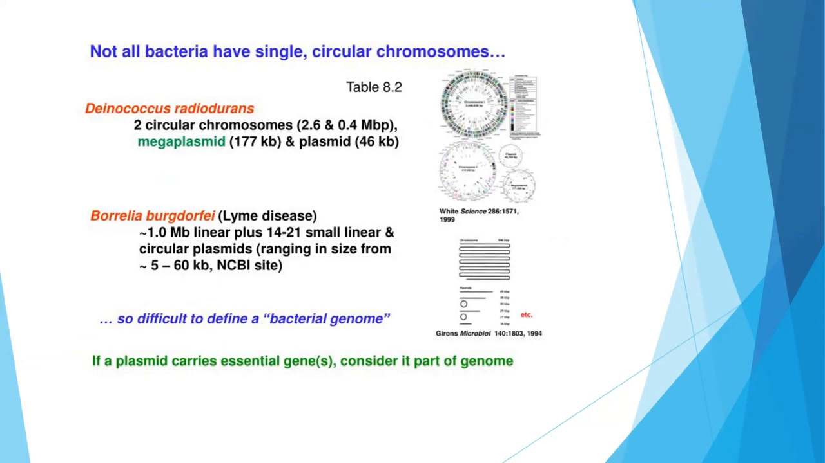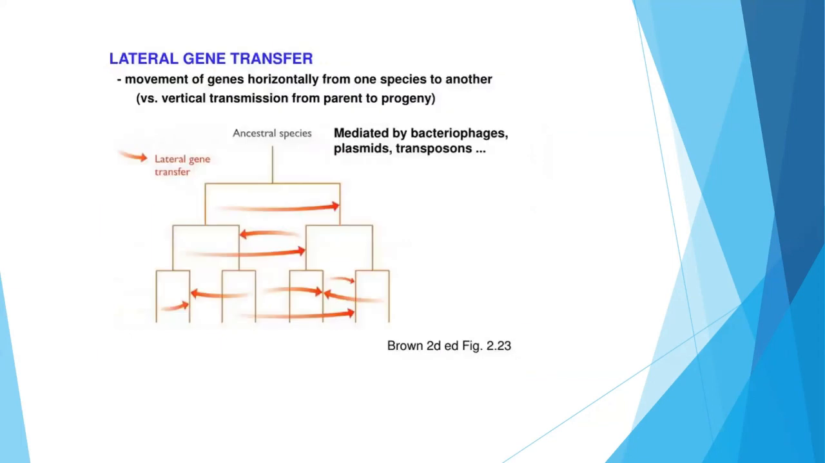So it is very difficult to define a bacterial genome. If a plasmid carries an essential gene or genes, we can consider it also as a part of the genome. Now, there is one concept of lateral or horizontal gene transfer, which is the movement of genes horizontally from one species to another, which can be mediated by either bacteriophages, plasmids, or transposons. This is not generally very commonly tested in the examination, but it is one basic concept that you might need to know.